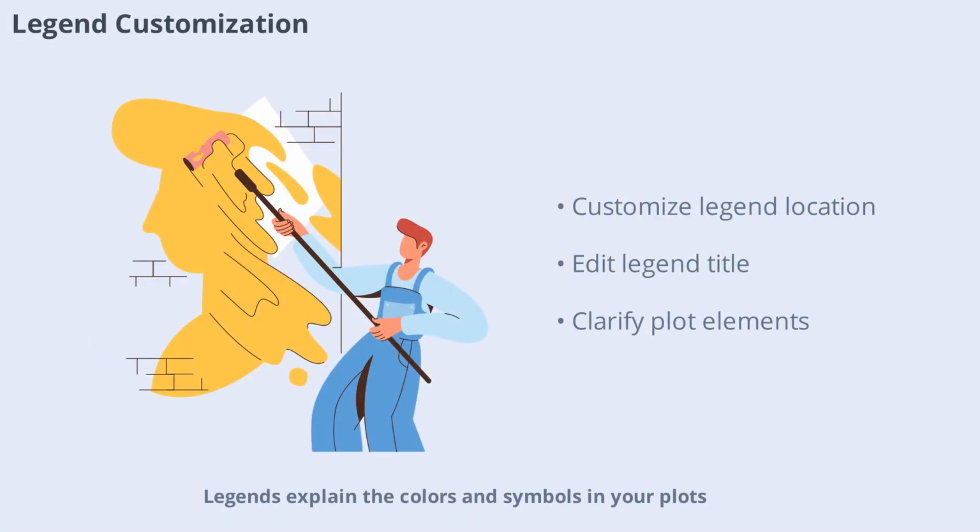Legends explain the colors and symbols in your plots. Seaborn automatically adds legends when you use hue or style, but you can customize their location, title, and appearance. A clear legend ensures your audience can interpret the plot correctly. Let's customize a legend to make our plot more informative.